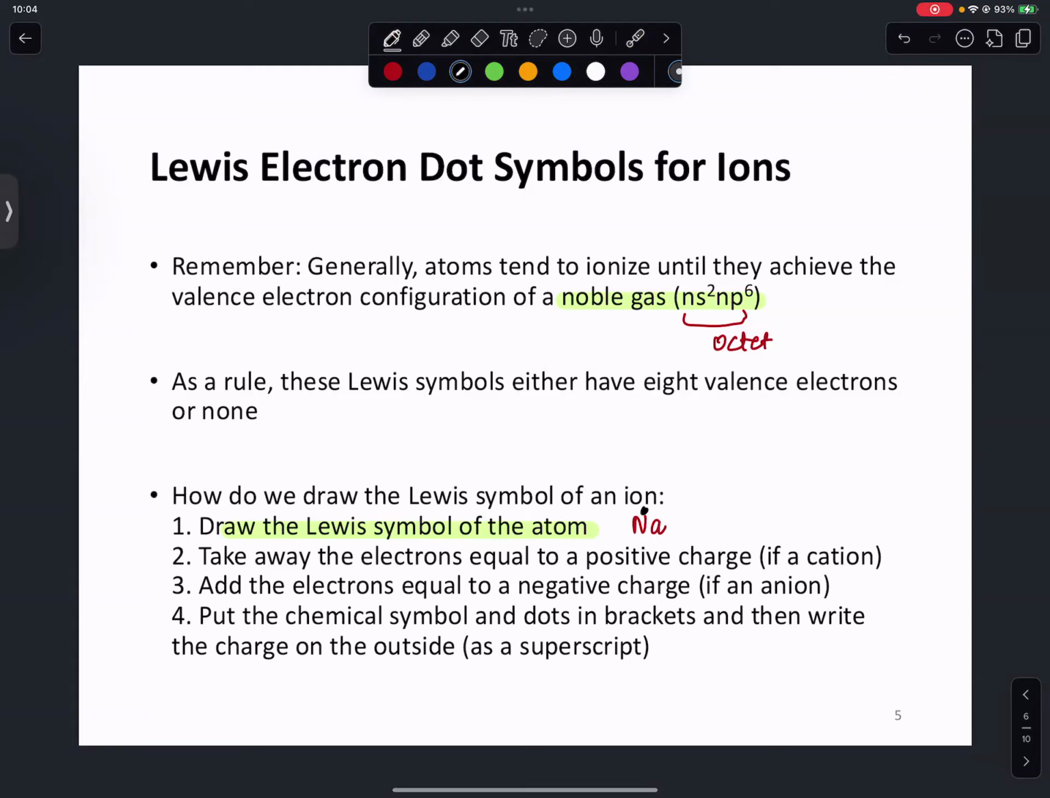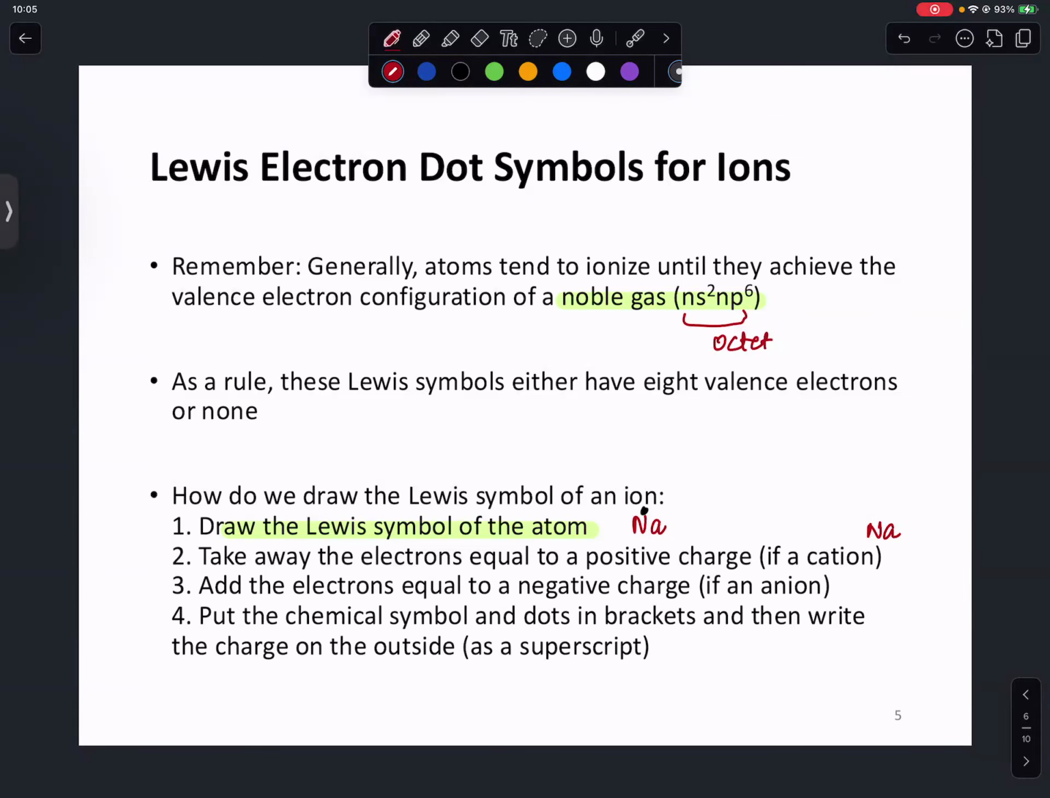Because it is a metal, it has the ability to lose electrons more easily than gaining them. We already know that metals have low ionization energy, so losing electrons is easy for them. So in this case, I'm going to take away the electron.